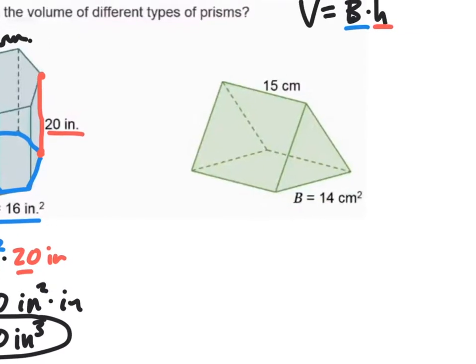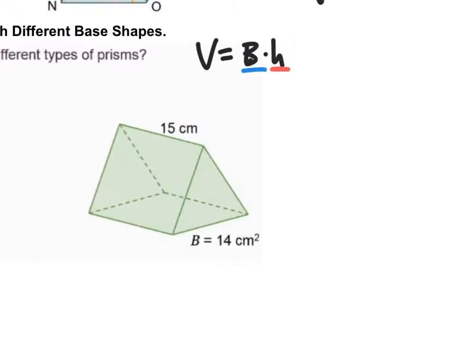Let's go over here to the next one. On the next one, they give us a shape. I'm going to denote my base in blue. So this is my base, the triangular base, and that base area is 14 centimeters squared. My height is this distance here, and that's 15.